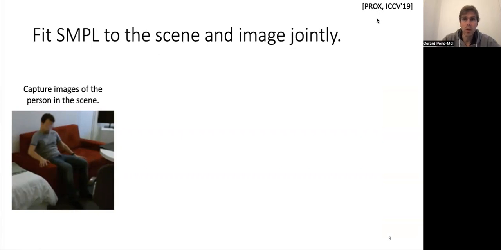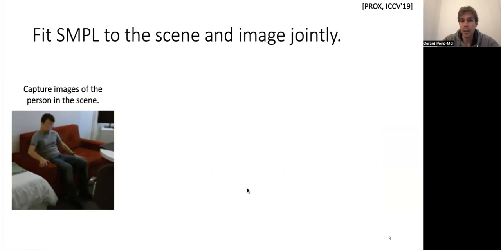For example, this is the work of ICCP-19 Prox, which basically argues for incorporating the 3D scene to estimate the 3D human pose and shape from images. And the argument is that if we know the 3D scene beneath, we can estimate the human pose better because we know the humans do not intersect with the scene. We know that humans perform certain types of actions with particular objects and so on.